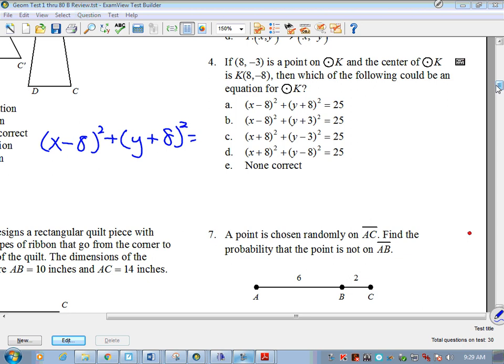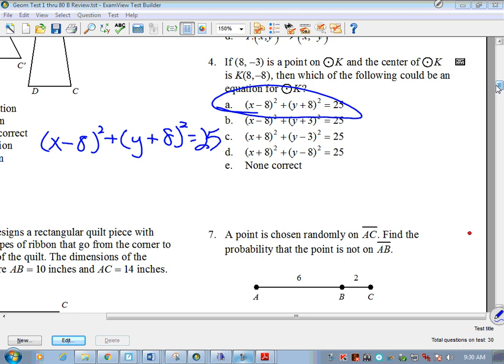Now, granted, at this point, my options are 25, right? But if we look at it, what's the difference? Because those values are the same, there's no difference there. So we're going from negative 8 to negative 3. What's the distance between negative 8 and negative 3? 5. What do I do with 5? Square it, and I get 25. Okay? So (x minus 8) squared plus (y plus 8) squared equals 25. Right, you're going to get that right there.